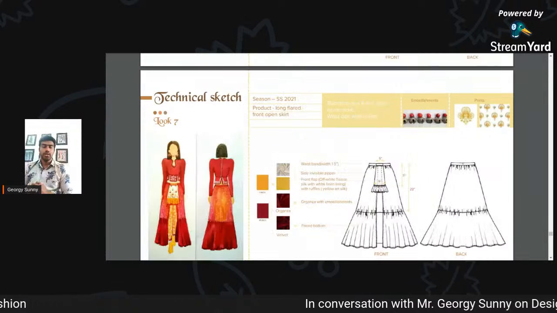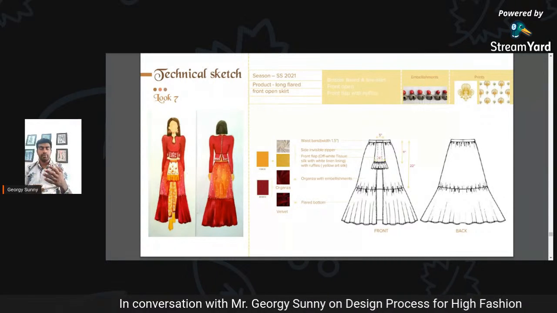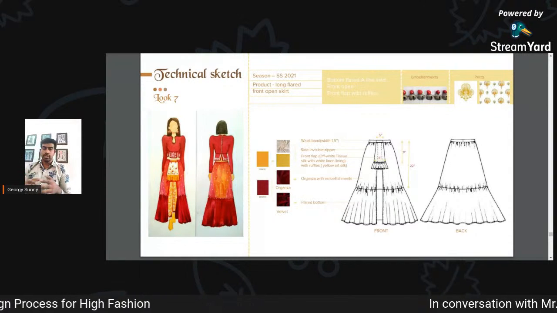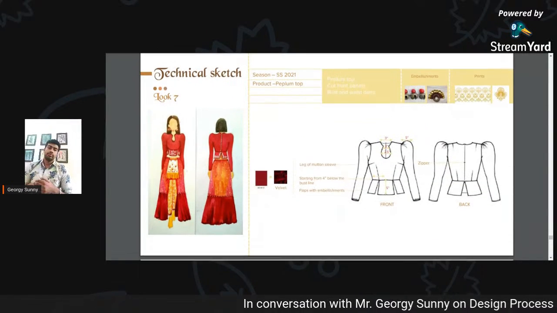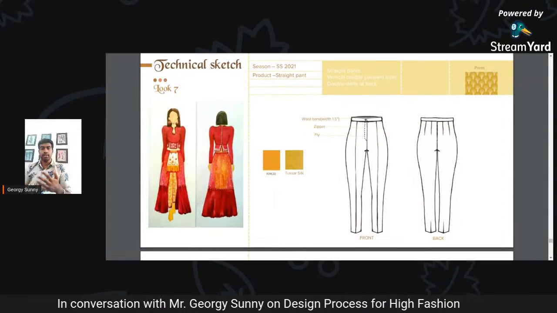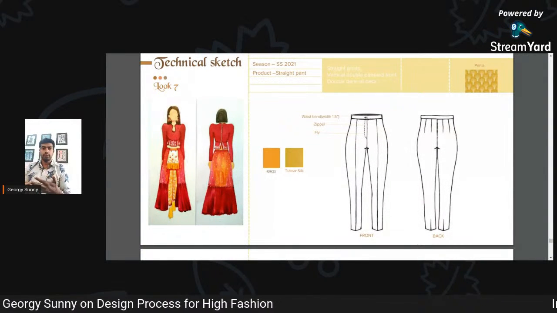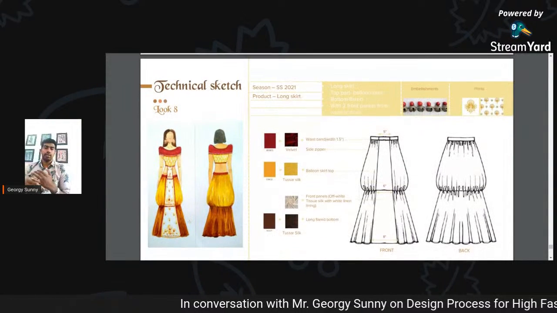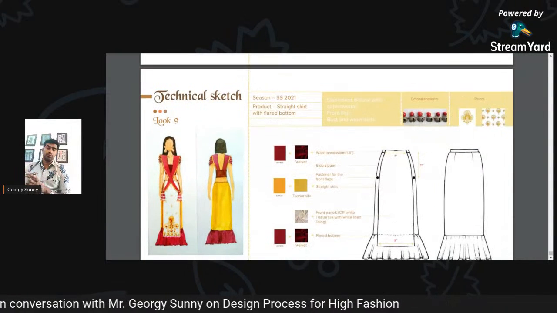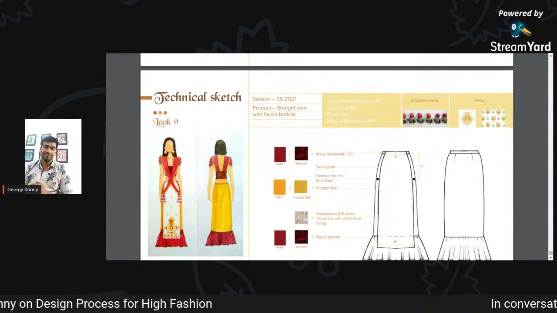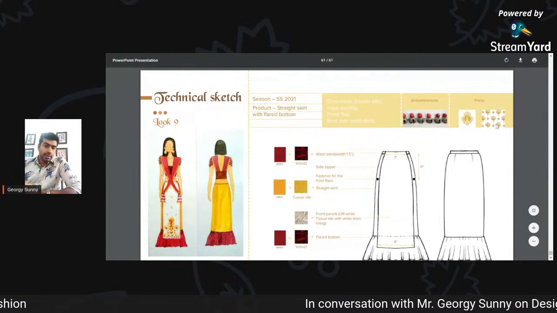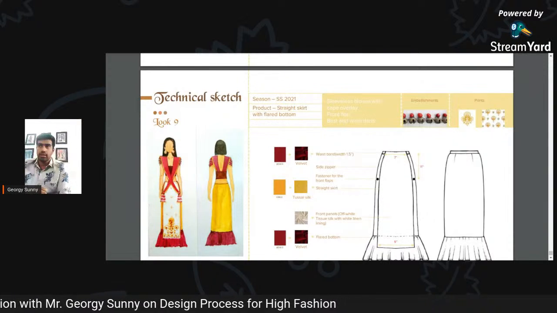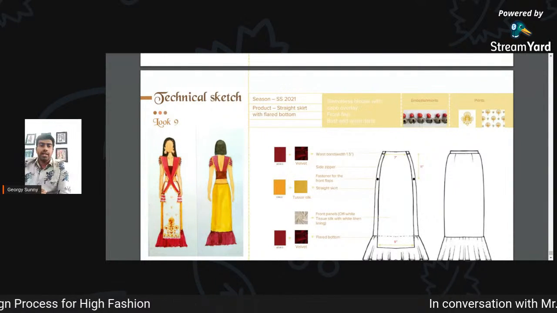Next slide. So she has developed 4 tech packs, 4 looks. You can see how the lehenga is cut and how the shape is, and all the details she has attached. Next, this is the top. Another look, the pants. These are some examples for you. So she has developed a tech pack for the final 4 garments which she's going to construct in the coming days. So that's all.